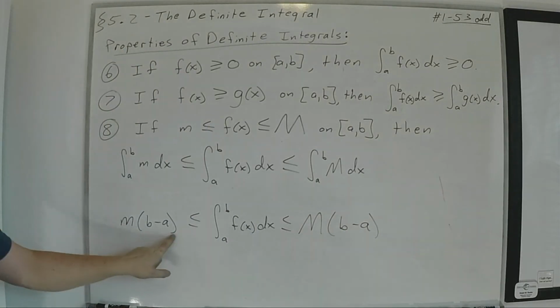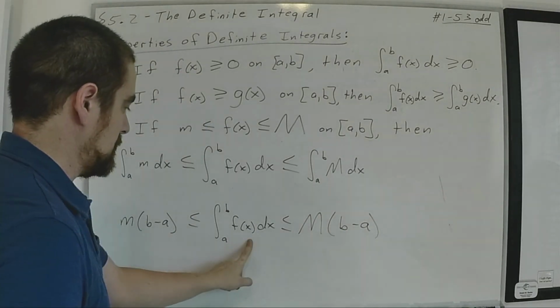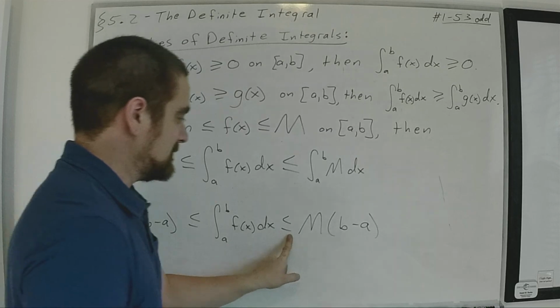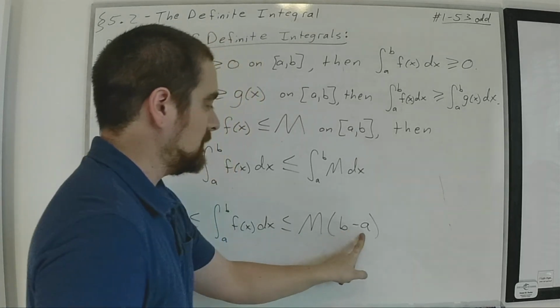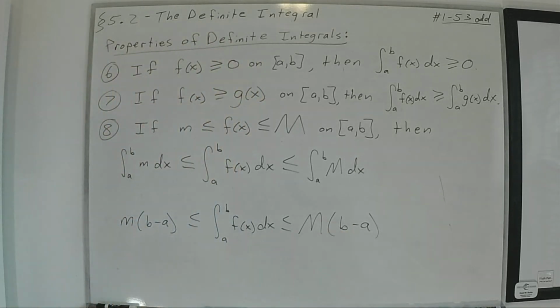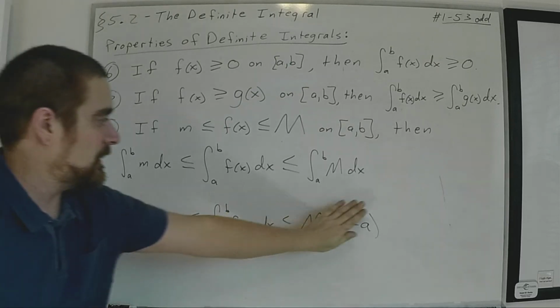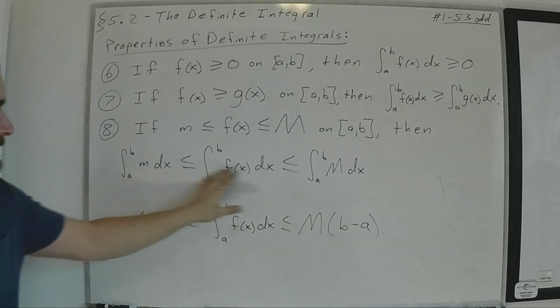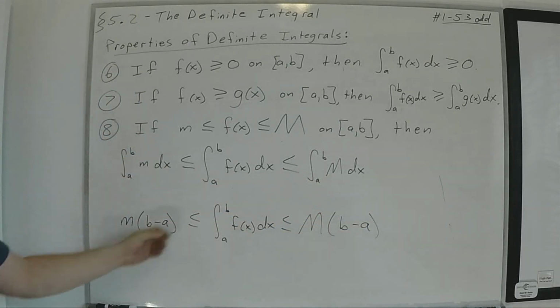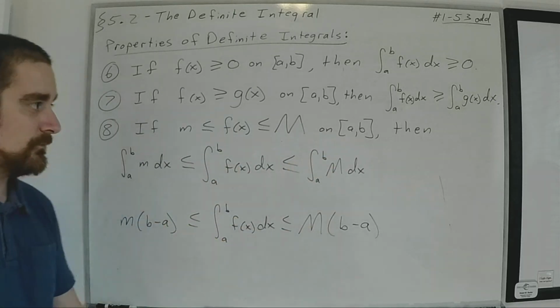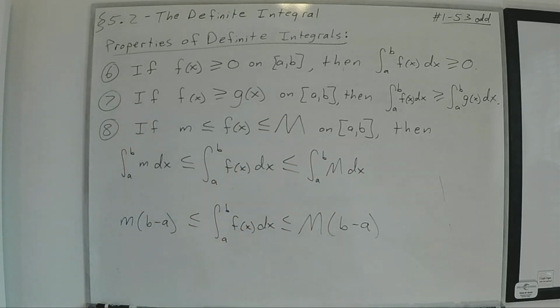Lowercase m times the length of the interval b minus a is less than or equal to this, which is less than or equal to capital M times the length of this interval b minus a. So we're not just going to write lowercase m and uppercase m here. We have to integrate everything properly to see where those values come after we've integrated.